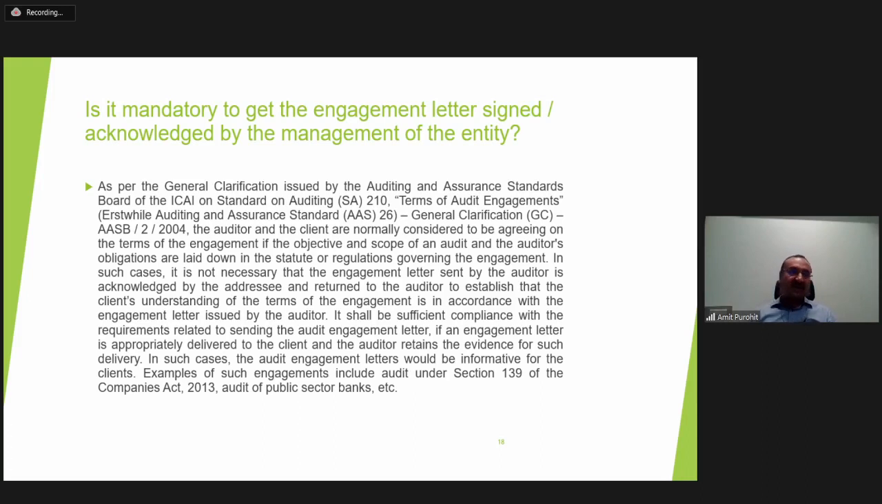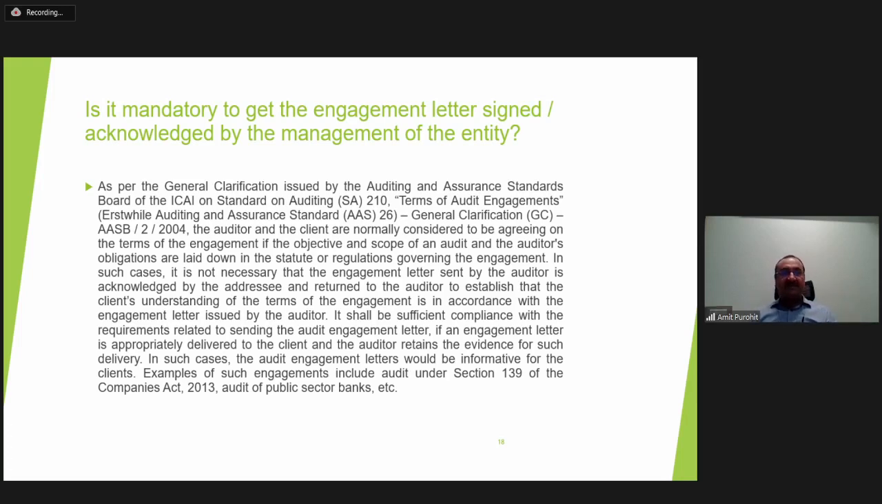However, there is a general clarification issued by the AASB on SA 210, which states that the auditor and the client are normally considered to be agreeing on the terms of the engagement if the objective and the scope of an audit and auditor's obligations are laid down in the statute or the regulations governing the engagement. In such cases, it is not necessary that the engagement letter sent to the auditor is acknowledged by the addressee and returned to the auditor to establish that the client's understanding of the terms of the engagement is in accordance with the engagement letter. However, it shall be sufficient compliance with the requirement relating to sending the audit engagement letter if an engagement letter is appropriately delivered to the client and the auditor retains the evidence for such delivery.